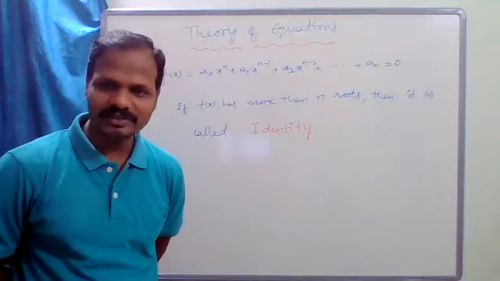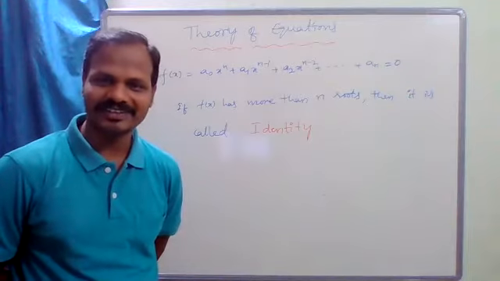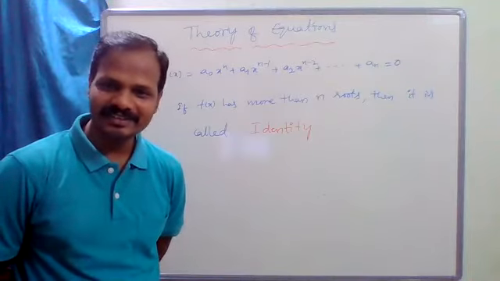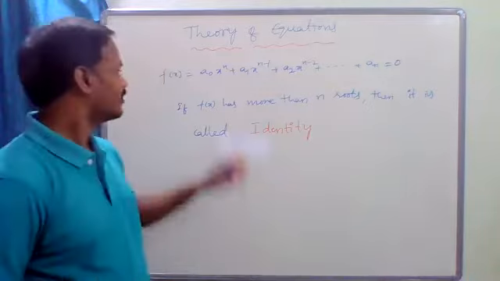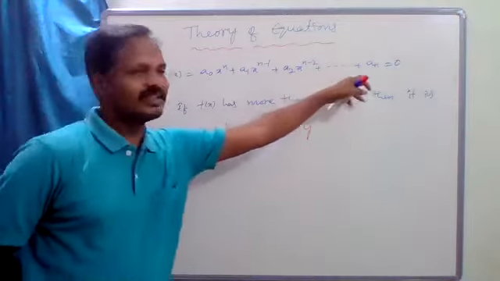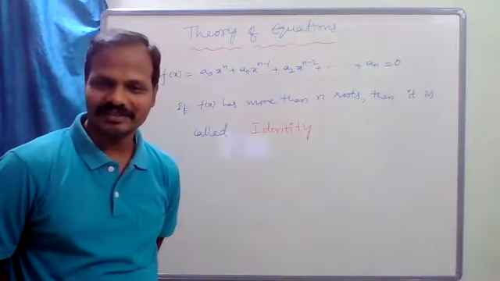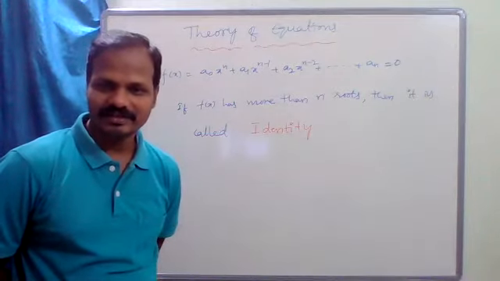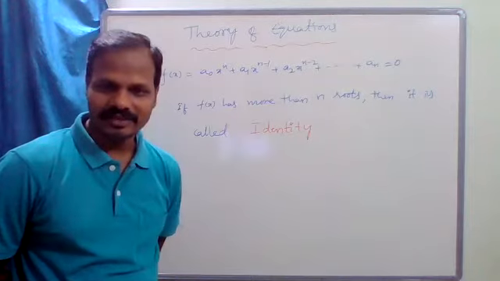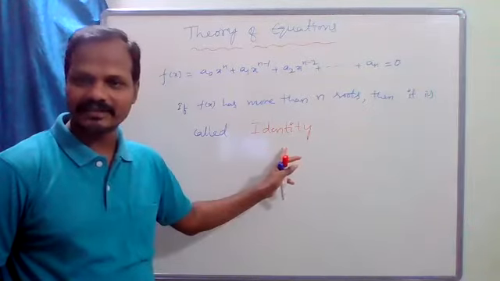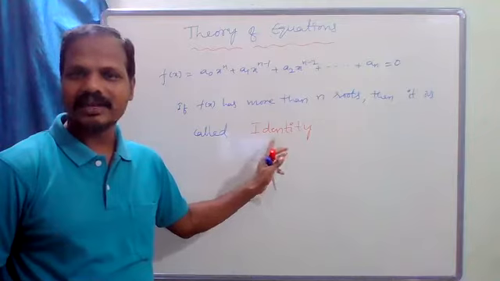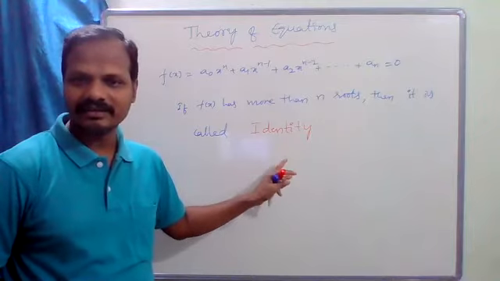Yeah, Mamata, a equal 0, b equal 0, c equal 0. If d is there, suppose if d is there, a, b, c, d, e, f, g. If a, b, c is there, that's all. It is called identity. Okay?